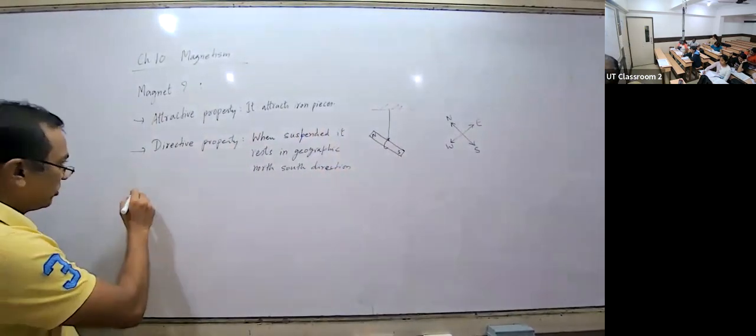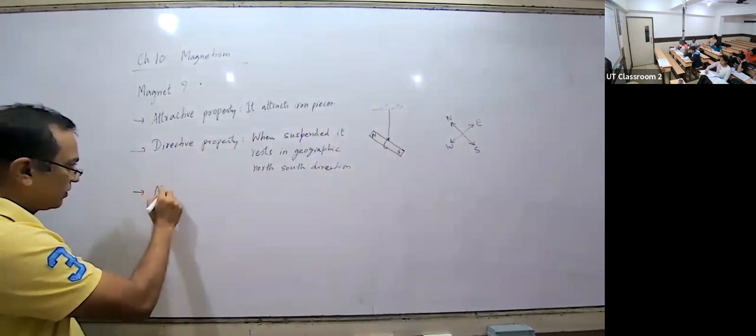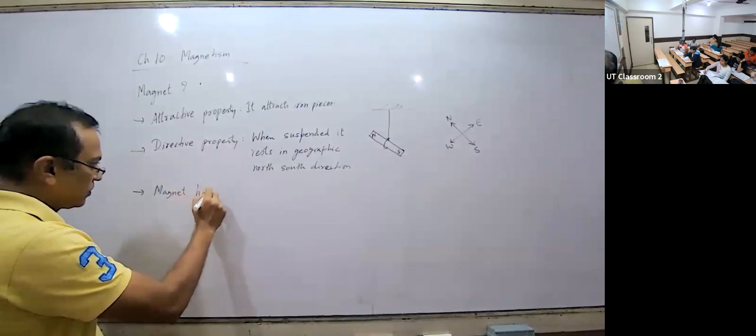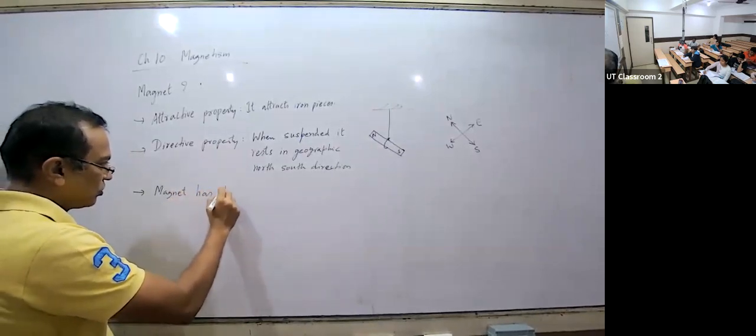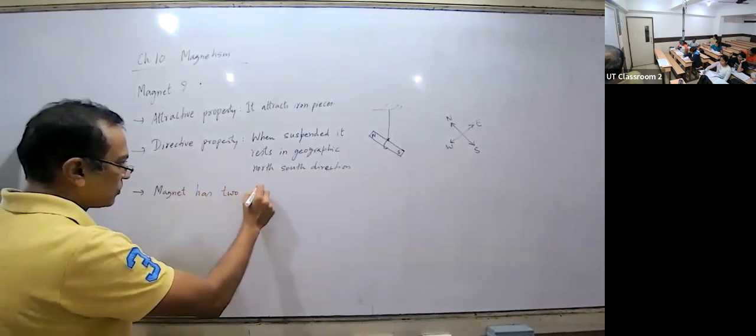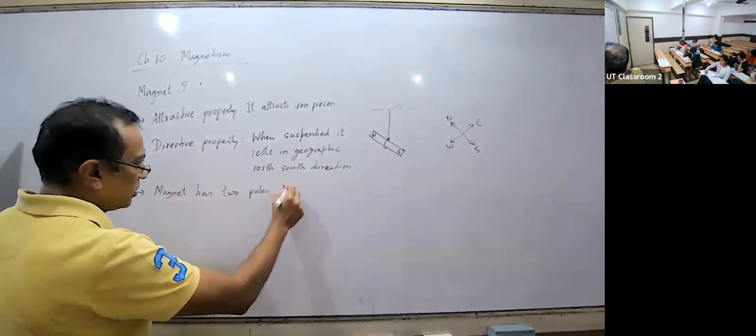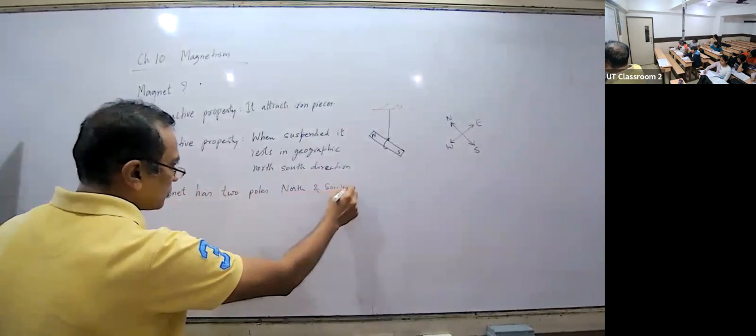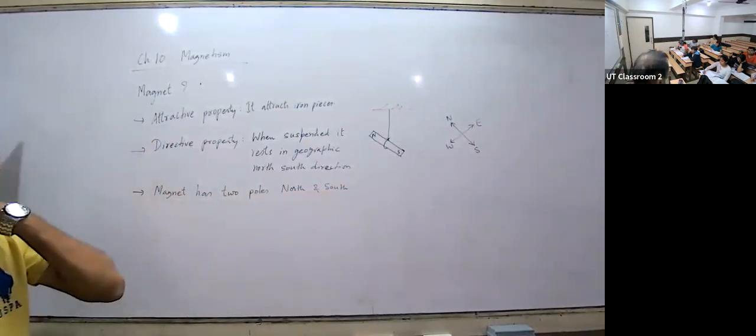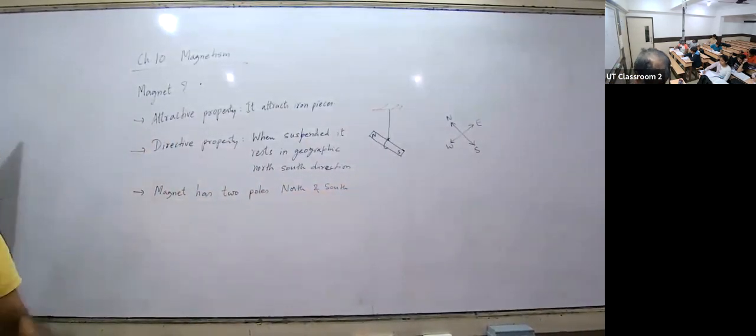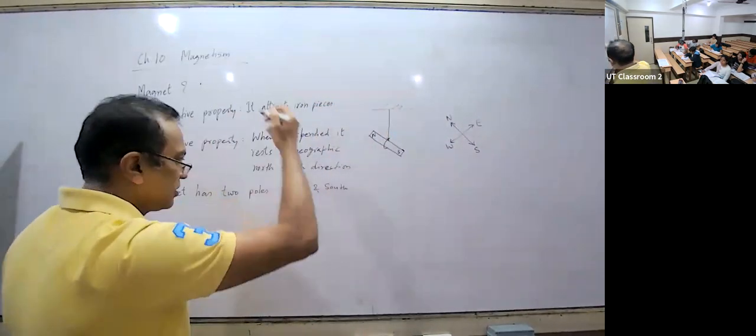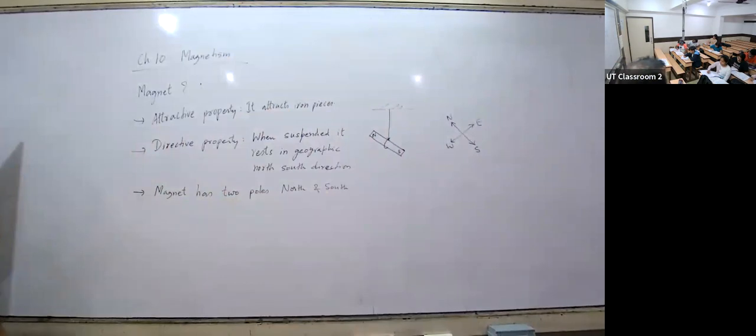So what is the other property of the magnet? A magnet has two poles, north and south. Okay. So which is north? The end which is pointing in the north direction of Earth, that is the north pole.